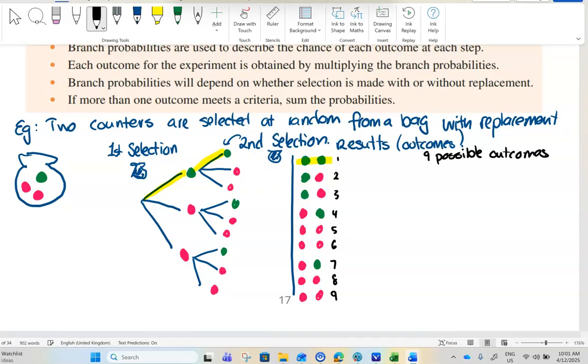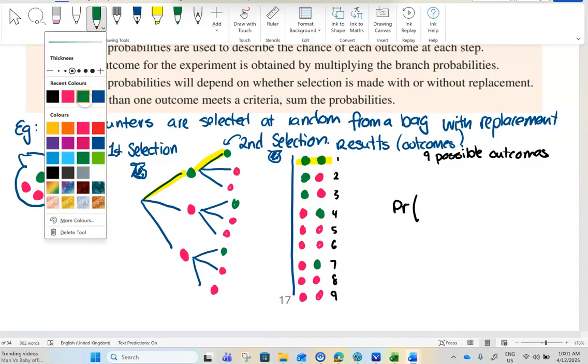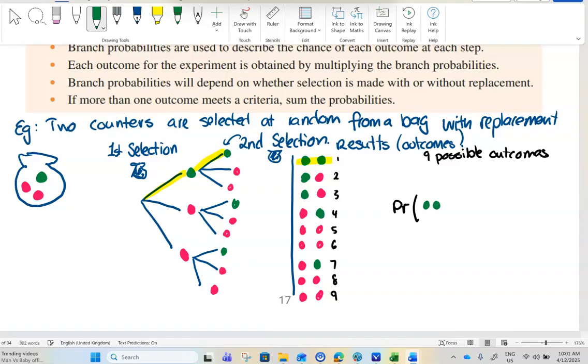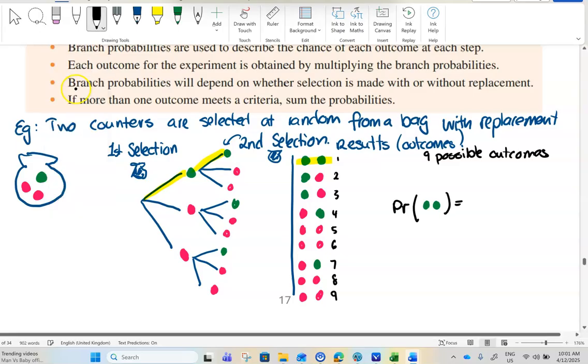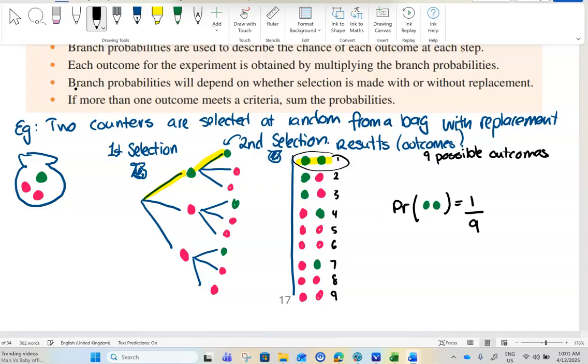So if I said, what's the probability of a green and a green? What's the probability of me getting 2 greens? There's only one option, isn't there? Yeah, there's only one, so I would have said 1 out of 9. And what if I said, what's the probability of, say, 2 pinks? Well, there are a couple more options there. There's 1, 2, 3, 4. So the probability would be 4 out of 9.